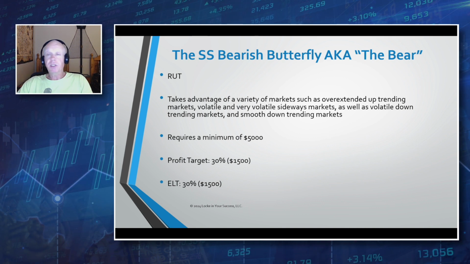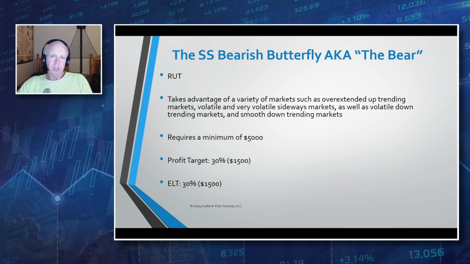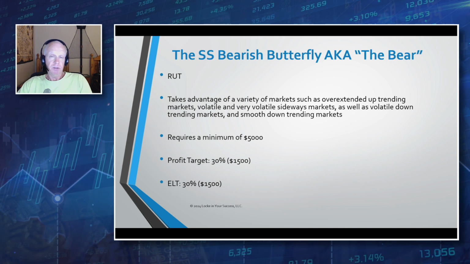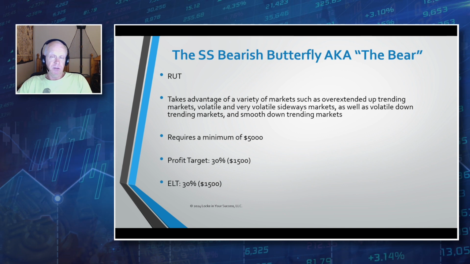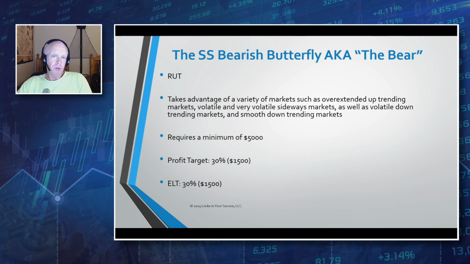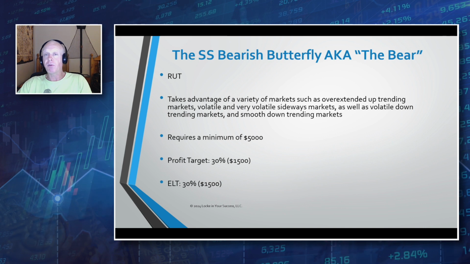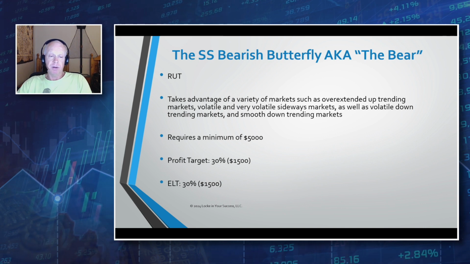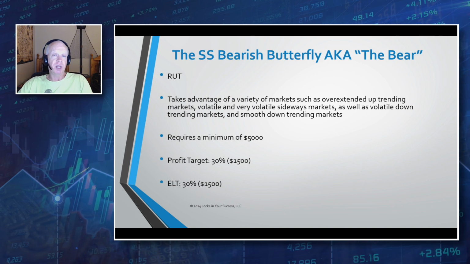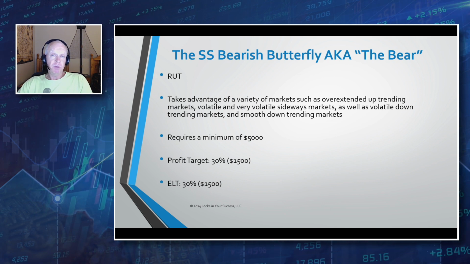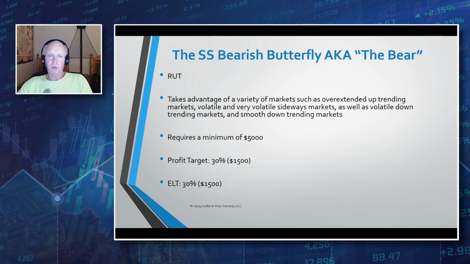So this is a trading strategy that we do on the Russell 2000. It takes advantage of a variety of market conditions. It typically does well in downtrending markets, sideways trending markets, volatile markets, and usually mildly uptrending markets. If you have a runaway uptrending market, that's going to be the problematic situation for the bear trade, and the name should kind of give that away. That said, we do often do pretty well on most up moves.